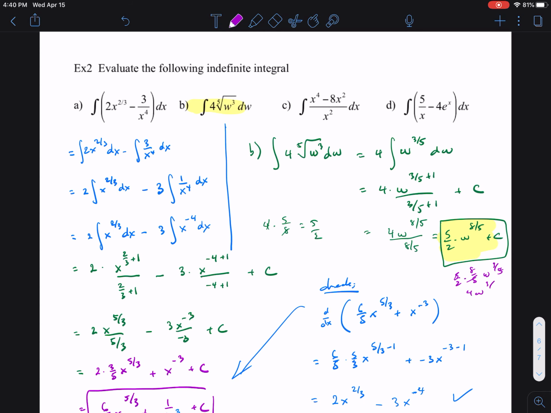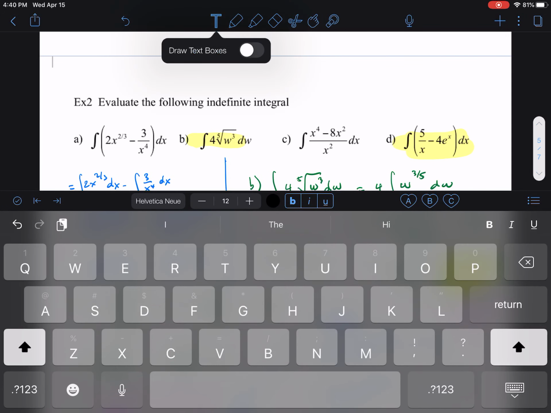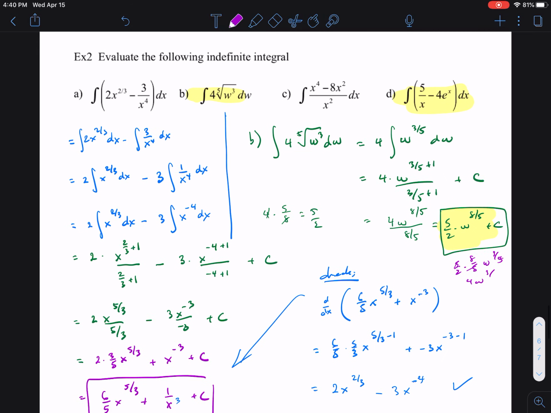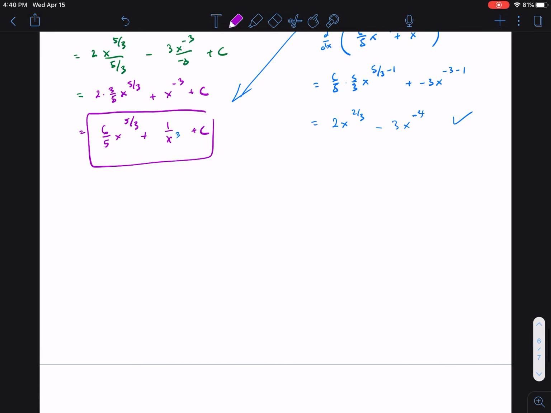Okay. Let's do one more example. Let's do example D here, because that will involve natural log. Part D down here: the integral of 5 over x minus 4e to the x times dx.